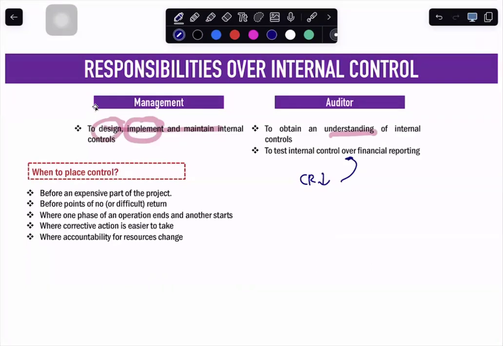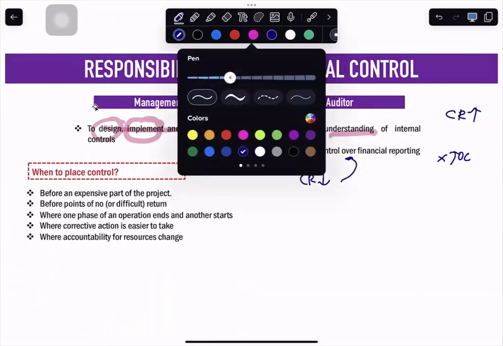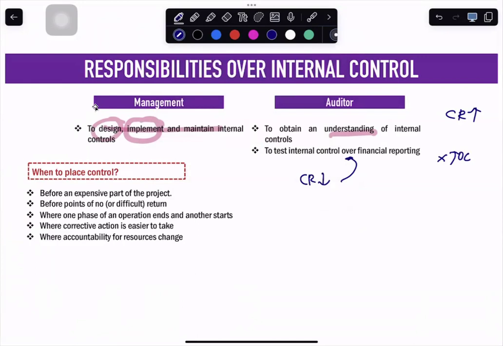Now, if it is a purely substantive test approach, then do not test control, meaning your control risk is now assessed at maximum level, then you do substantive tests. But if based on your assessment your control risk is low, then you need to test the control. And once you finish testing, then you can determine whether you will provide less substantive tests or more substantive tests, depending on the results of your test.